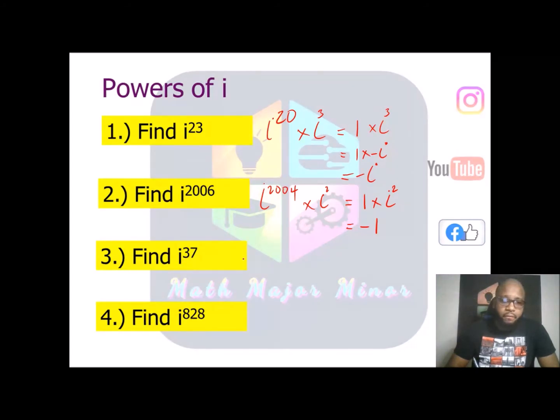We need a multiple of 4 that is close to 37. Let's use 36. We need 1 more to add to 36 to get 37. Every multiple of 4 is going to be 1 times just i. So my answer here is just i.